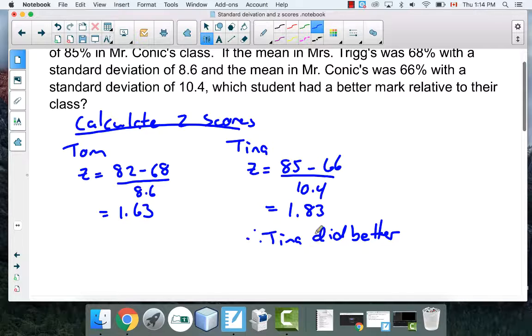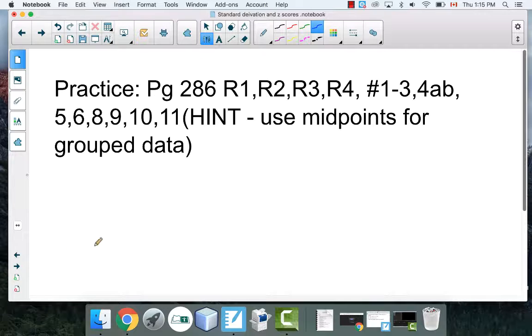So Tina did better. Again, this little example is just a demonstration of how you figure out what a Z-score is. Pretty simple, actually. You just take the data point minus the mean, divide it by the standard deviation. All right, so I did my best to try and explain what standard deviation is and how to calculate it, and variance as well. It's not really that difficult to do. It's just a lot of calculated work, and it's easy to make mistakes anywhere along the line.